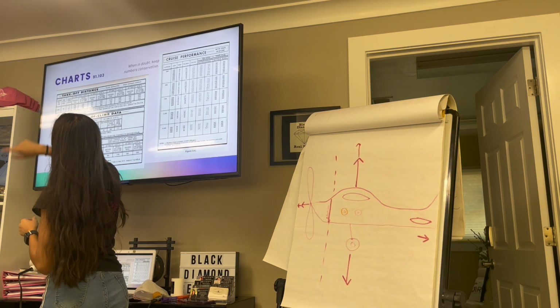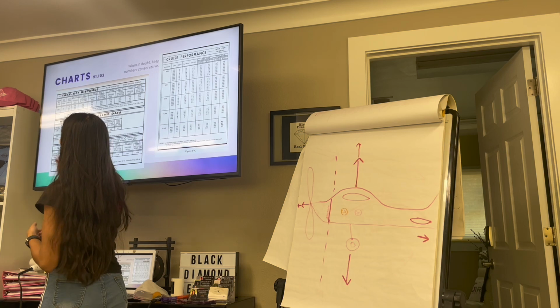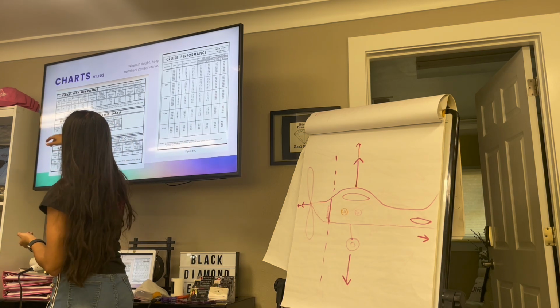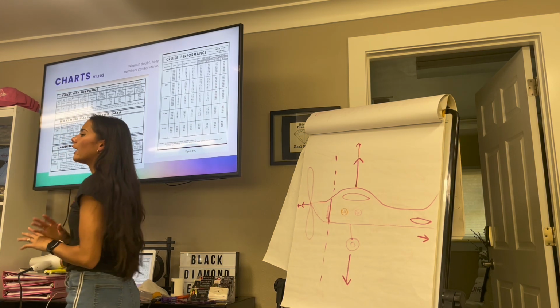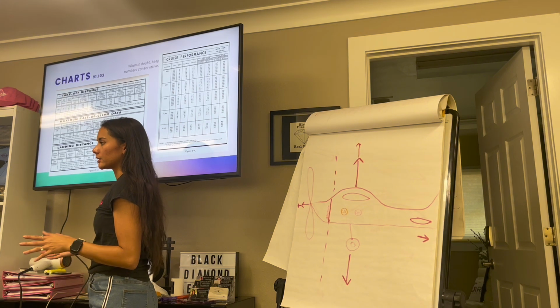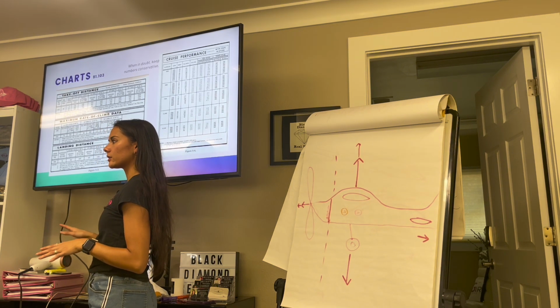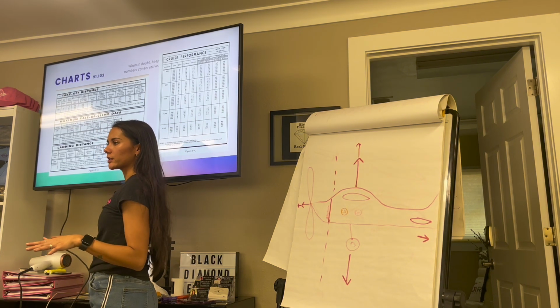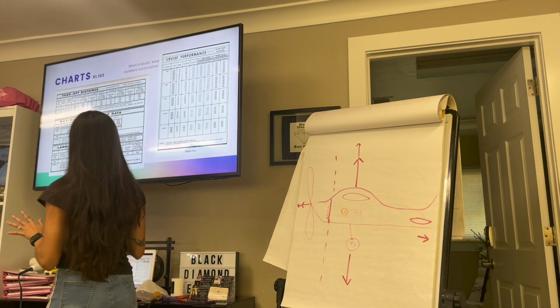Your indicated airspeed, once you're at 50 feet in the air, is 64 miles per hour. This is if you have a headwind. I always just assume zero wind, because if you have a headwind, it's actually going to decrease your takeoff distance. I'm assuming worst case scenario, I'm just saying no wind.